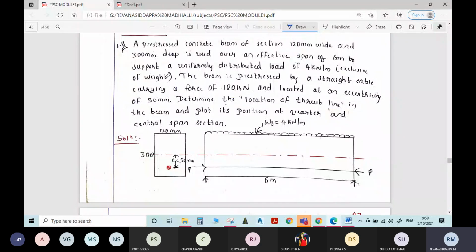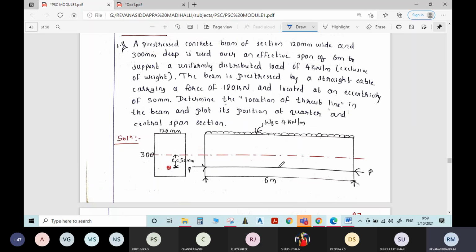The beam is pre-stressed by a straight cable carrying a force of 180 kilonewton, located at an eccentricity of 50 mm from the neutral axis. Determine the location of the thrust line in the beam and plot its position at quarter span and central span. So we have to locate the thrust line at quarter span, support, as well as at center of the span.